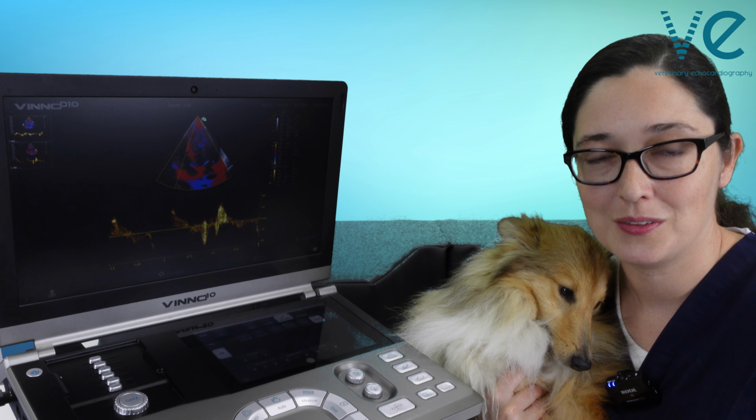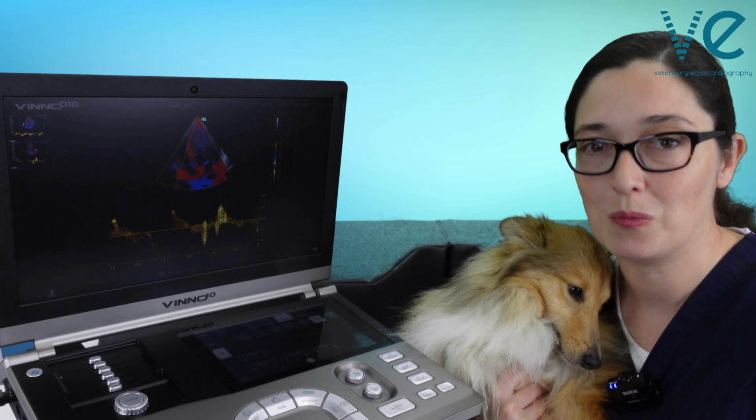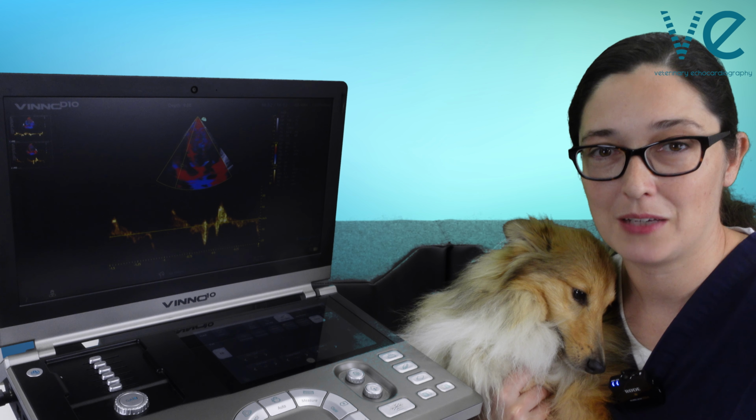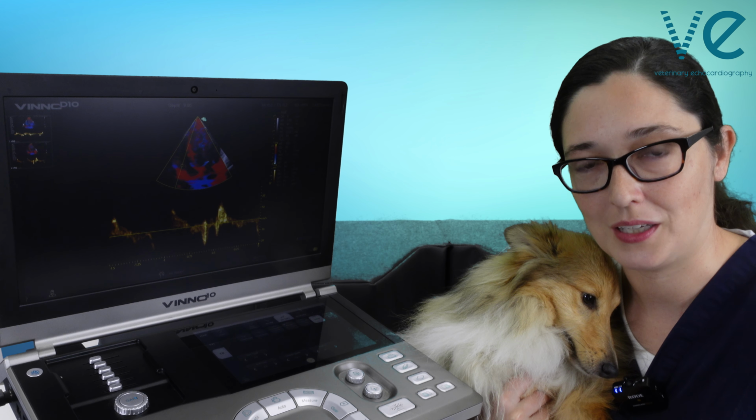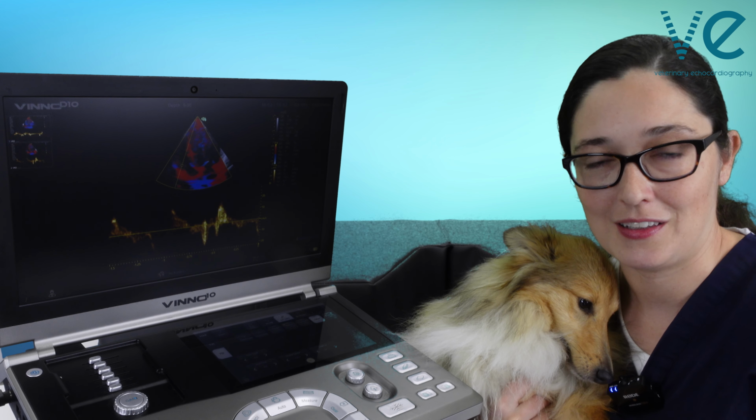As I'm sure you know, taking the measurements is only one small part of the puzzle. Being able to interpret those measurements afterwards in the context of your whole echocardiogram is really where the learning begins.